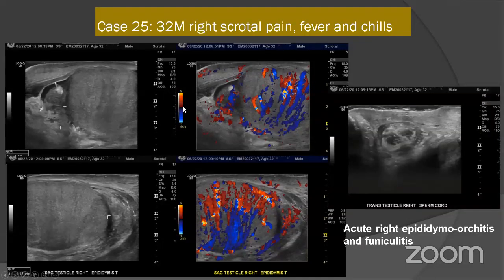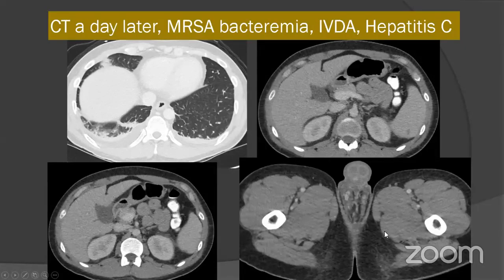Now, this patient has scrotal pain, fever, and chills. And the history is classic of an infectious process. And you're seeing scrotal wall thickening, markedly enlarged, heterogeneous epididymis with hyperemia. The testicle is also heterogeneous, enlarged, edematous, and with increased vascularity. And the spermatic cord is also very heterogeneous and hyperemic. This is a case of right epididymoorchitis and funiculitis. So in the ER, we're going to think of the common entities first.